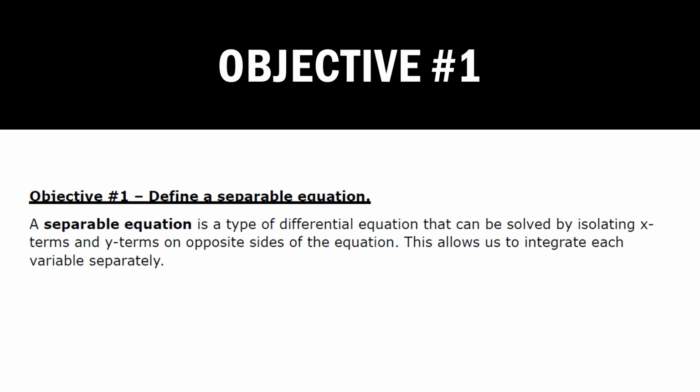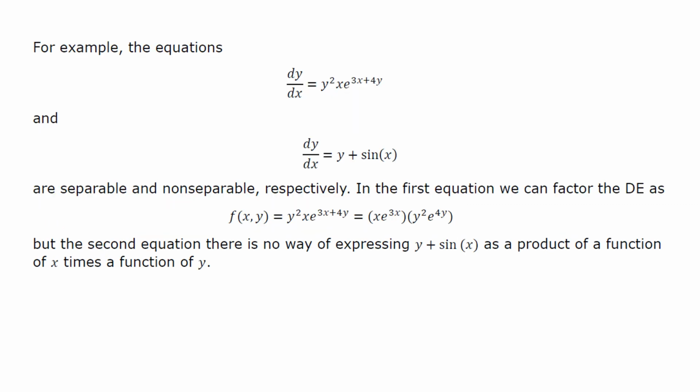A separable equation is a type of differential equation that can be solved by isolating x terms and y terms on opposite sides of the equation. This allows us to integrate each variable separately. For example, the equations dy/dx = y² x e^(3x+4y) and dy/dx = y + sin x are separable and non-separable, respectively.